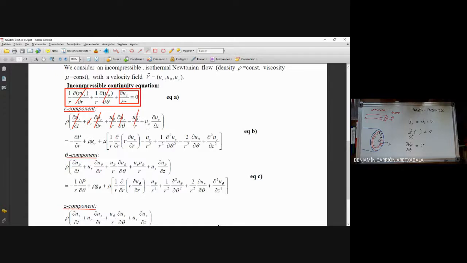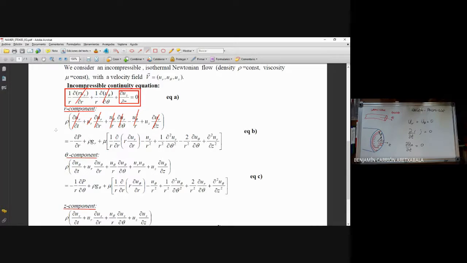uz is not zero. We know that because it's actually what we want to compute. But ur is zero, so the derivative with respect to z of ur is also zero. So what we're saying here is that this whole acceleration term is zero, which makes perfect sense because we are evaluating steady flow over a tube that doesn't change in shape, right? So it makes sense that there is no acceleration in this case.